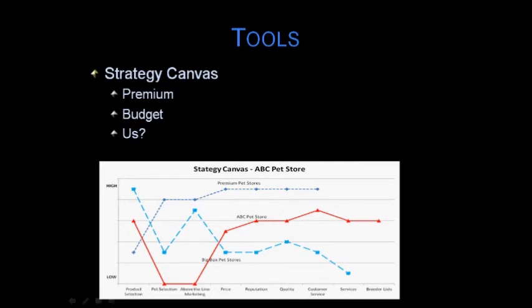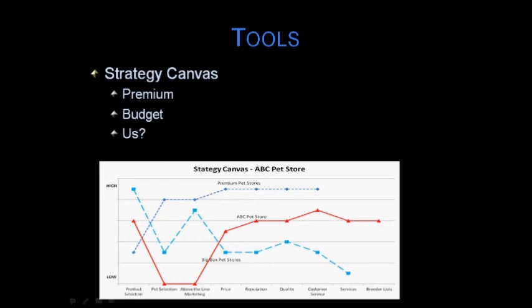Then we can look at the big box pet stores like Pets R Us. We see that they have a good product selection, medium low pet selection, very little above the line marketing. This is one of the ways they keep their prices low. Their price and reputation are medium low, quality medium at best. Customer service and the services that they offer are kind of down.